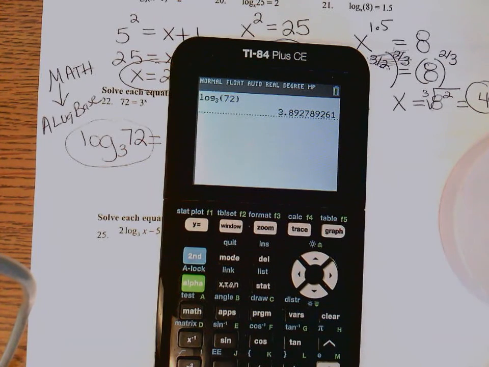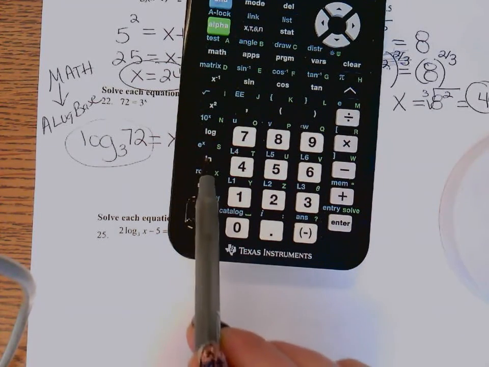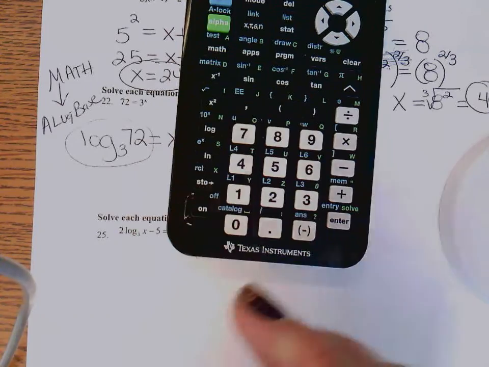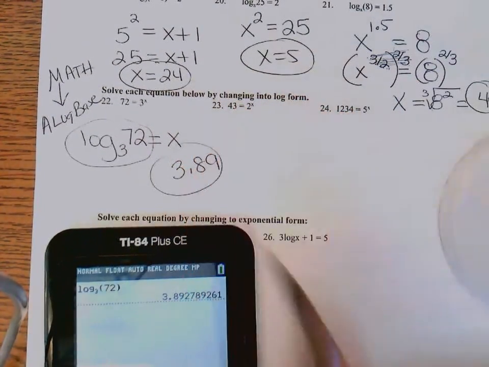The log key is on your calculator screen, but that's log base 10. The natural log is also on your calculator screen. You'll see that in pre-calculus. So it was about 3.89 or 3.9.